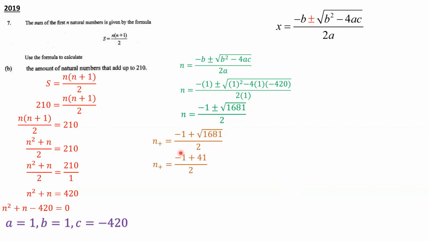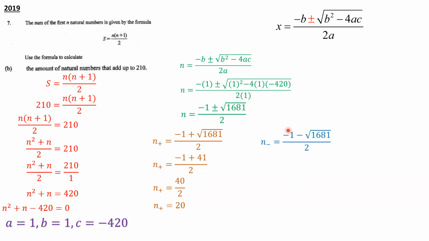The square root of 1,681 is actually 41. Sorry, we have negative 1 plus 41. And what is negative 1 plus 41? That's going to be 40. All right. And so we have 40 divided by 2. And what is 40 divided by 2? Well, 40 divided by 2 is definitely 20. All right, perfect.